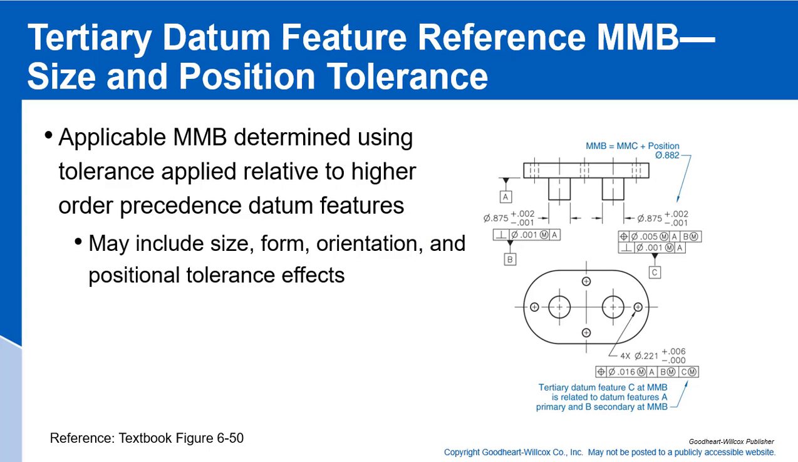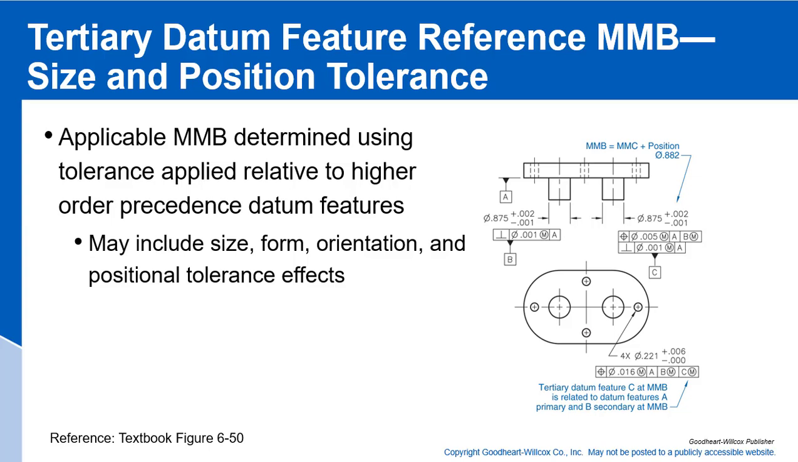Okay, we have a tertiary datum feature referenced maximum material boundary. That's this datum C over here. So we have this location of these holes, and they apply to datum B and also to datum C, regardless of material boundary. The applicable MMB is determined using the tolerance applied relative to the higher order of precedent datums. So it may include size, form, orientation, or position tolerances.